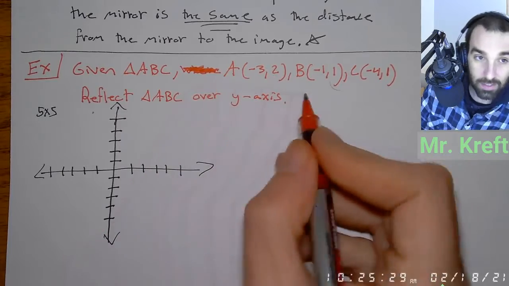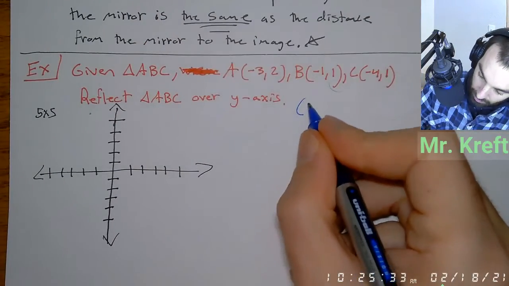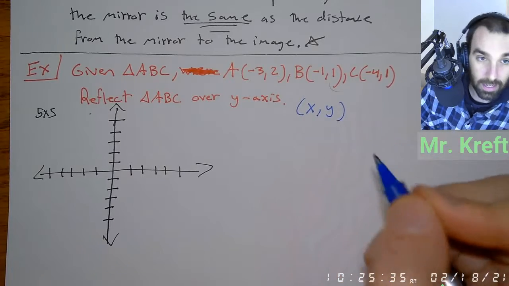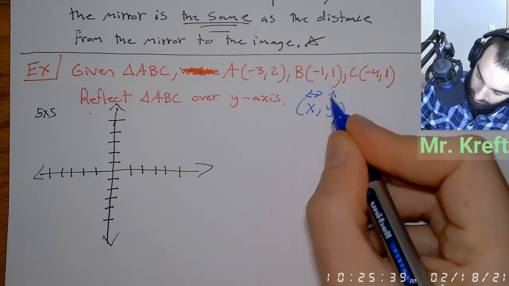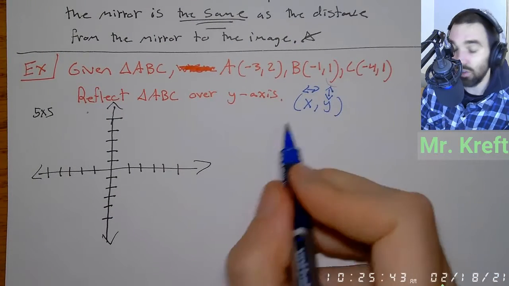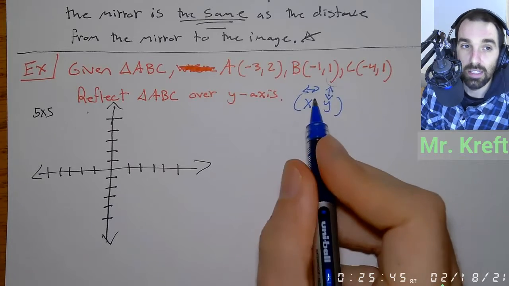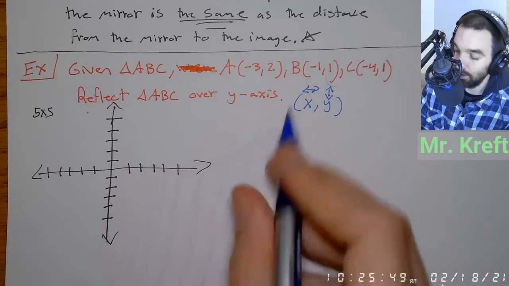All right, so I'm going to plot these points. Now remember, if you have troubles plotting points, all points come in an X and a Y. The X tells us left or right, and the Y tells us up and down. So if you're having trouble plotting points, just always remember they come in pairs. The first one tells you left to right, the second one tells you up and down.